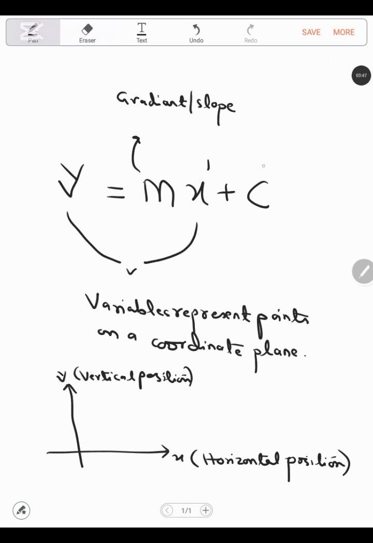Now what is the c over here? c is basically the y-intercept. What does y-intercept mean? A line that intersects the y-axis at any point will be your y-intercept.